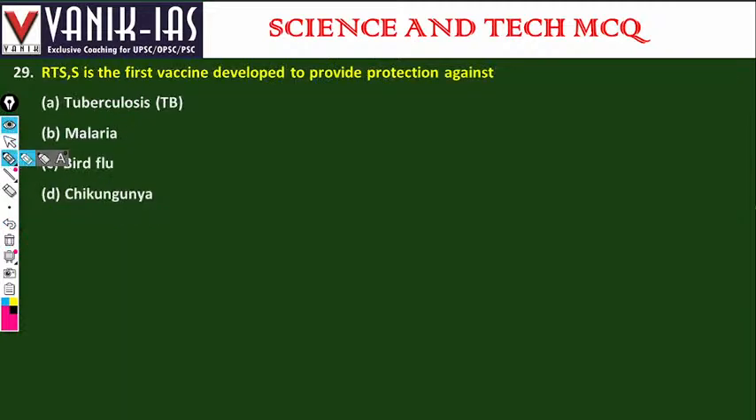Then RTS,S is the first vaccine developed for the protection against tuberculosis, malaria, bird flu or chikungunya. What is the RTS,S vaccine? It is for malaria, right? The first vaccine developed to provide protection against malaria. Malaria is caused by the pathogen transmitted by the mosquito, the female Anopheles.